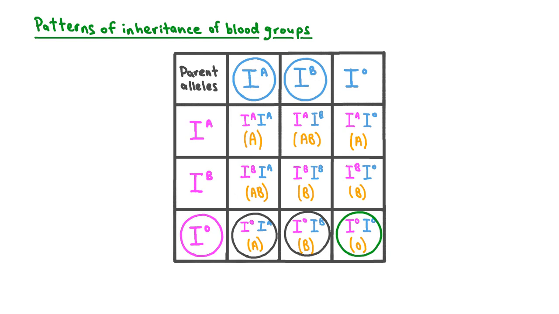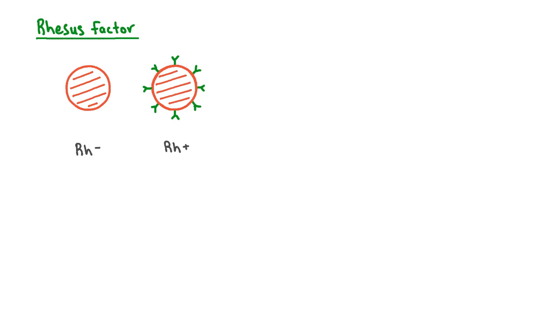These alleles can give rise to different antigens, either type A or type B on the surface of red blood cells. There's another antigen we need to discuss called Rhesus factor. For the Rhesus factor antigens, there are only 2 choices. Either a person has these antigens on the surface of their red blood cells and is Rh positive, or does not have these antigens and is Rh negative.